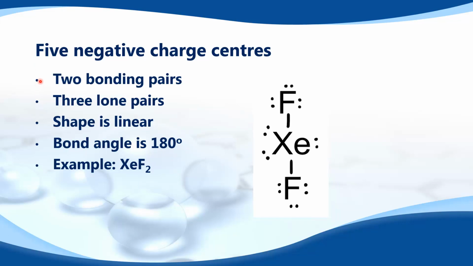So next is the final molecule for 5 negative charge centers. We have 2 bonding pairs, 3 lone pairs. The shape is linear. The bond angle is 180 degrees, and this example is XeF2.